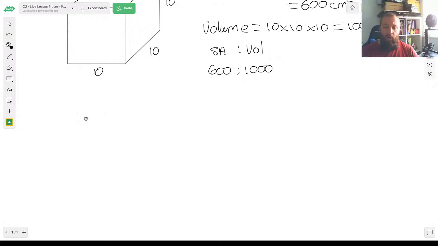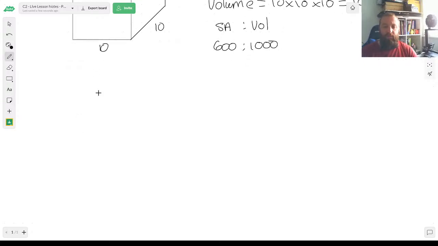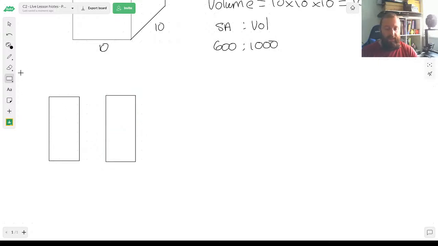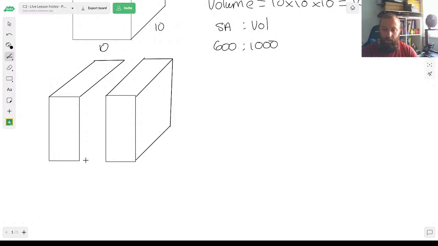Now, what we want to have a look at is actually what happens when we start breaking this down into smaller pieces. So what I'm going to do is I'm going to cut my cube in half. So again, this is not drawn to scale. I'm just drawing this out quickly so we can see what's going on. So I'll just sketch this out quickly now. Almost done.